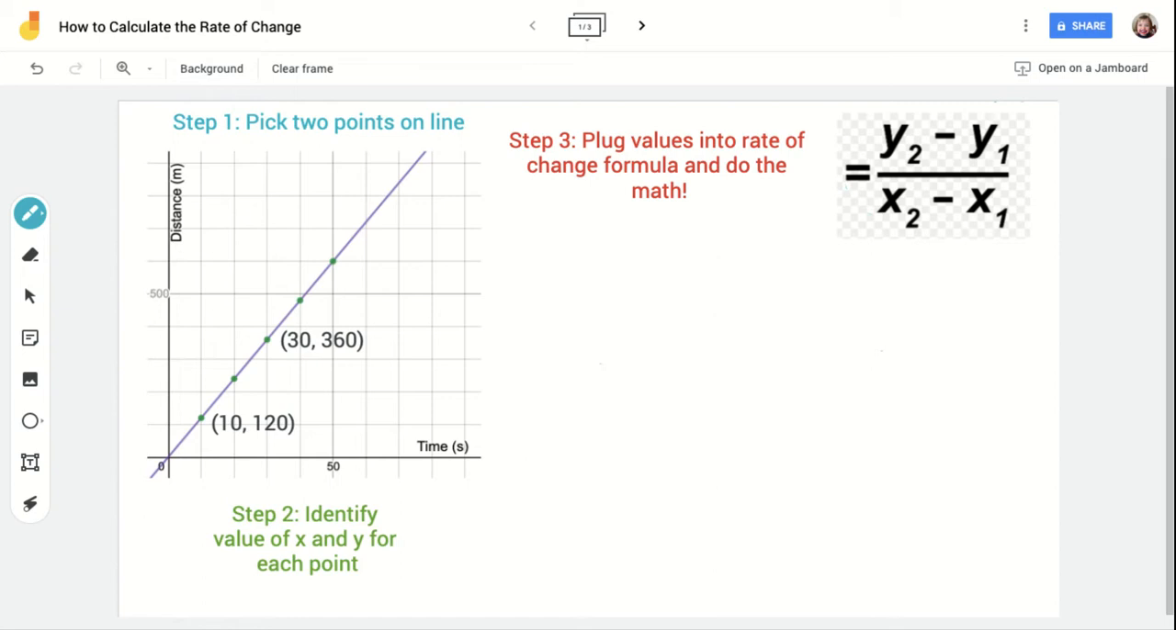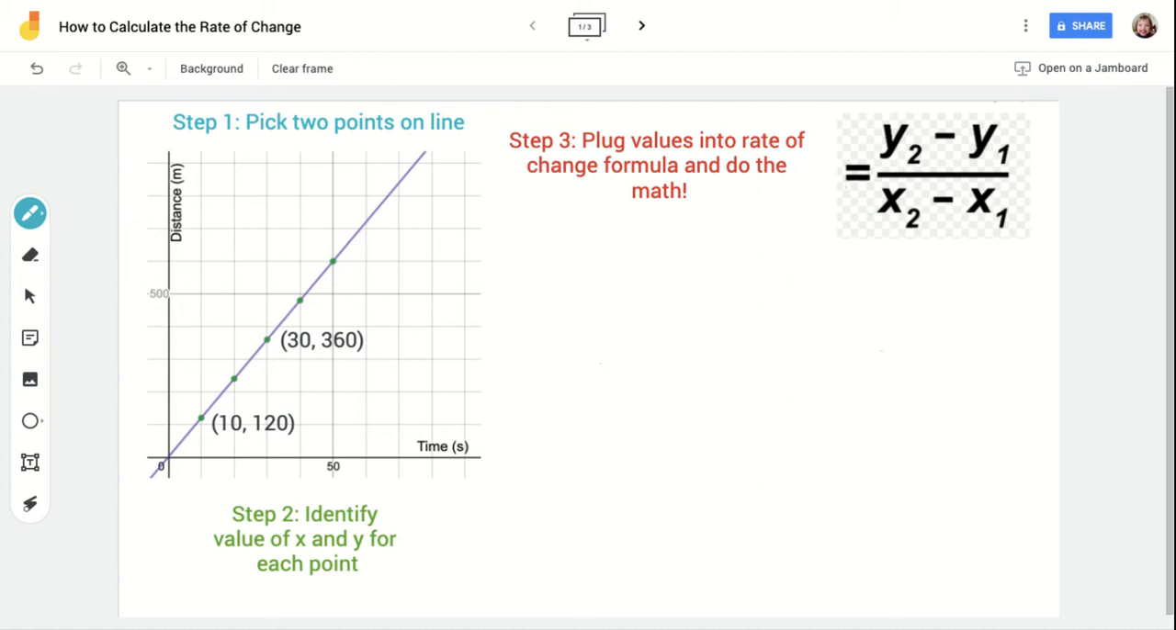So there's 3 steps. Step 1, from the line, pick 2 points. Any 2 points on the line will work. Step 2, identify the value of x and y for each point. And step 3, plug the values into the rate of change formula and do the math. So this graph already shows 2 points and gives the values for those points.